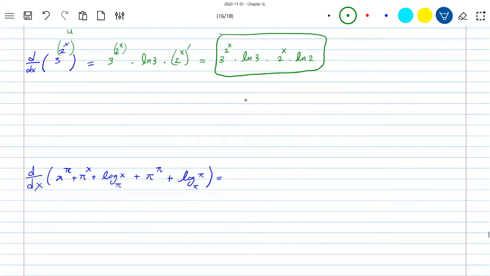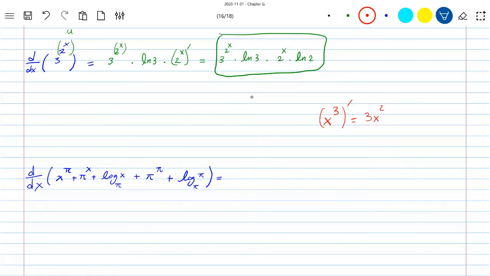And here is an example that I've seen students struggle with when they see pi. They will freak out. It's no different than anything else. So here we have d over dx of x to the power pi. What is the derivative of x to the power? Let's ignore the pi at the moment. If they ask you the derivative of x to the 3, this should be simple. 3x squared. Drag down the exponent, and subtract 1 from the exponent.